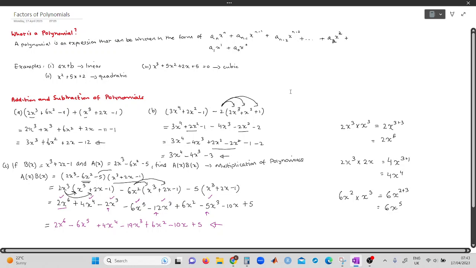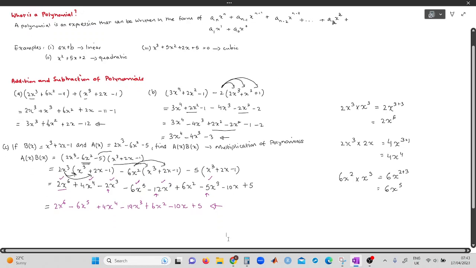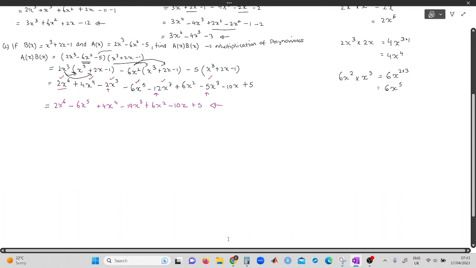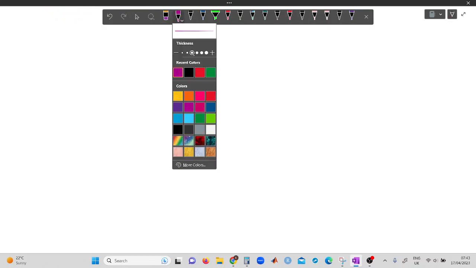Okay, I think it's done. Maintenant, the most important part will be to do the division of polynomials. Allez, let's go and do the divisions of polynomials.